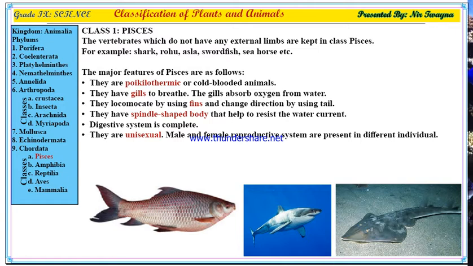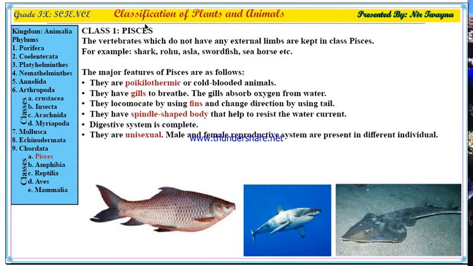Chondrichthyes and Osteichthyes. There are two classes, but we are not going into that much detail. According to our syllabus, we are studying Pisces as a class. Some examples of Pisces are shark, rohu, asala, swordfish, seahorse, etc. Keep it in mind, whales and dolphins are not kept in class Pisces.